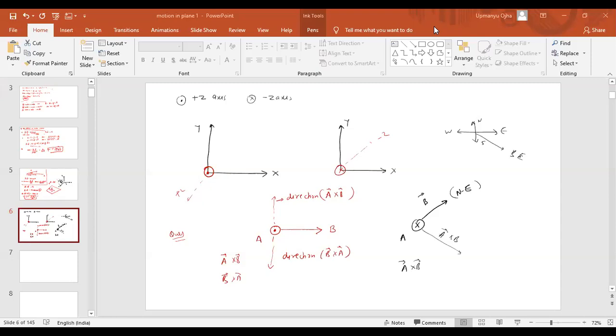Put your right hand towards the A vector, which is inside the plane. Rotate your finger towards the B vector. Thumb will point towards southeast. You will find it. You will do it by yourself. You will get the answer.